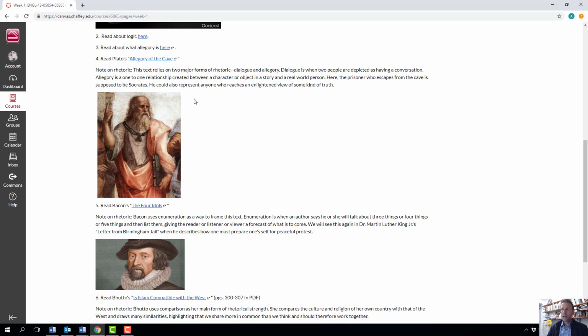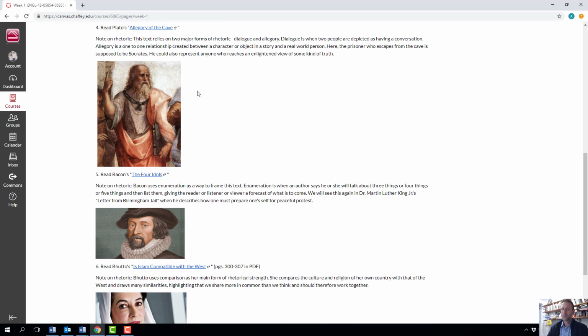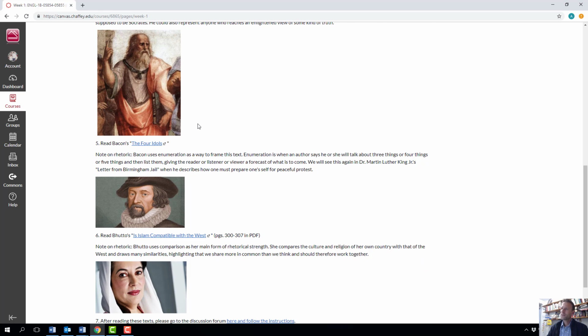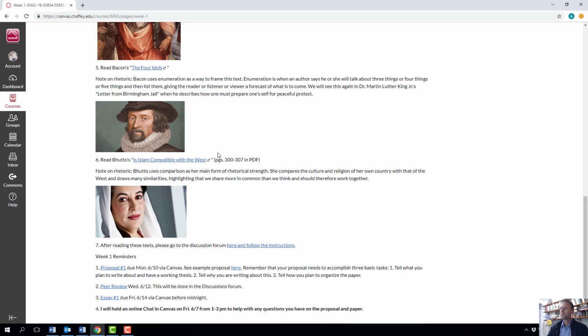For example, Plato uses allegory, a one-to-one relationship between a symbolic thing and a thing in the real world. More specifically, hint, hint, he's talking about Socrates in his Allegory of the Cave. And we'll talk more about that later on. He's also talking about people coming to realization of truth, but mostly Socrates. Okay, and then we have Bacon's The Four Idols, Bhutto's Is Islam Compatible with the West, and so on and so forth. You'll notice in the week 1 reminders, like I said, anytime I mention something that's going to be due, it's hyperlinked to where it's due.